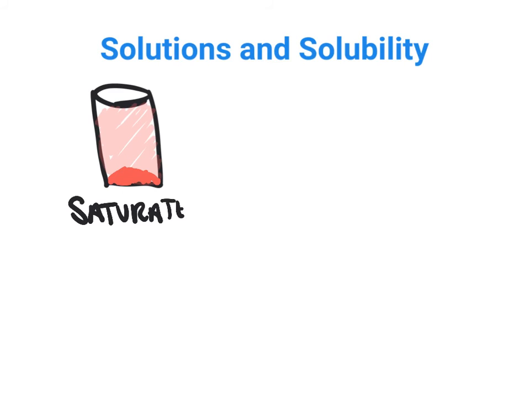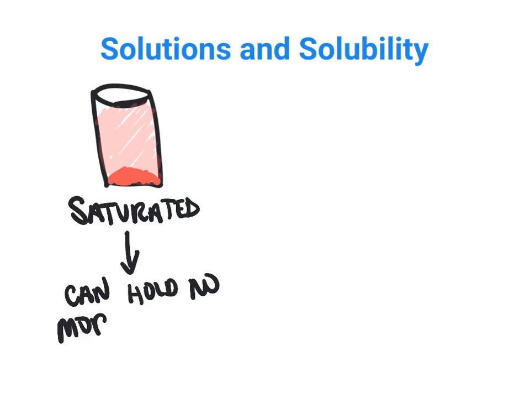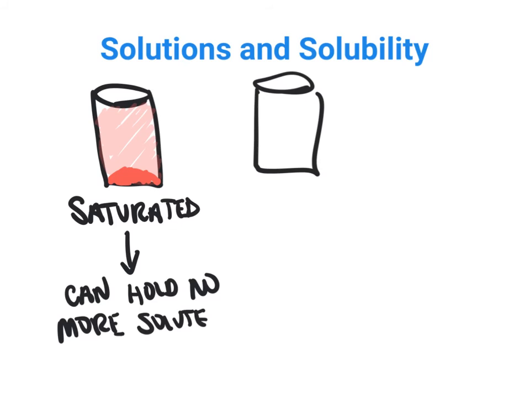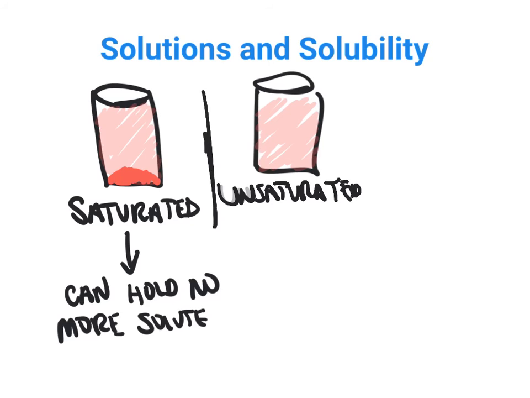And you've probably heard this term before. I usually talk about the ground being saturated when it rains a lot. Saturated means it can hold no more solute. You've dissolved the maximum amount of solute that you possibly can. You could also have a solution that doesn't have the maximum amount of solute, and that solution we call unsaturated. So this would be just a regular glass of Kool-Aid. It could probably hold some more. We say it's unsaturated. In an unsaturated solution, it can hold more solute.